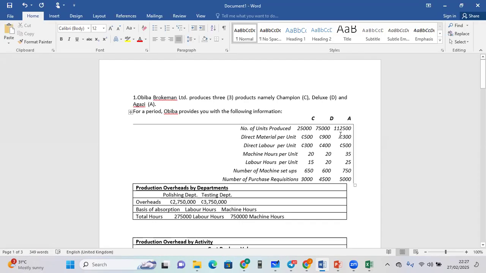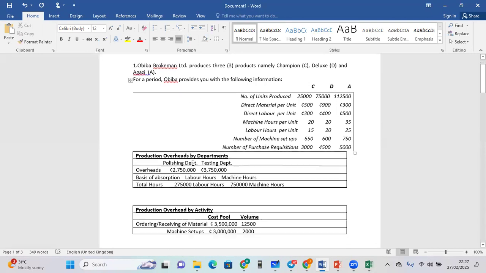I don't know how much that is, 112,500. And then direct material per unit here, this one is 500 cedis, this, and that. Direct labor per unit, this, and that. And then we have the rest. The direct material is here per unit, direct machine hours per unit, direct labor hours per unit, number of machine setups, and then number of requisitions are also here.